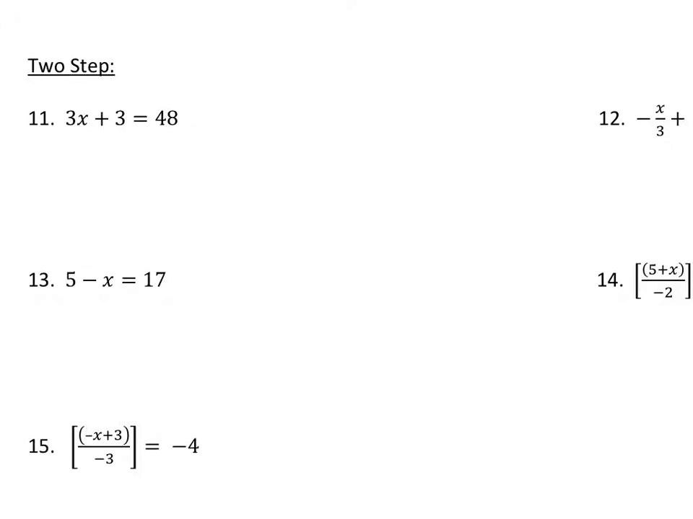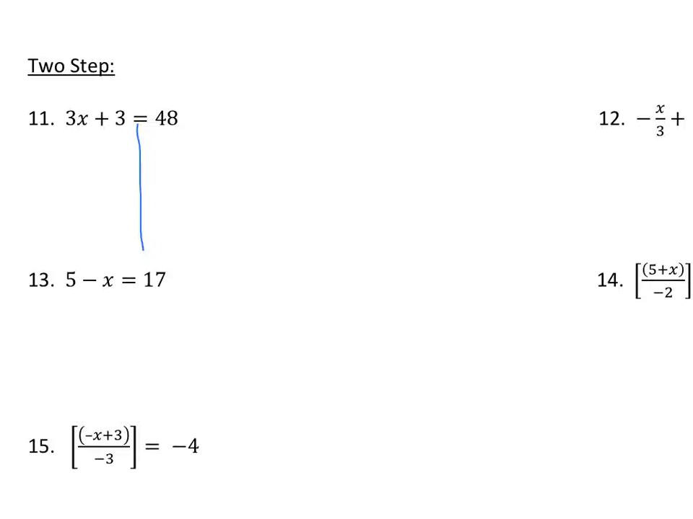All right, in this video we're going to go over number 11, 12, and 14, and all three of these are two-step equations. And you're going to see for 11 and 12, when we get the x by itself, we're going to reverse the steps of PEMDAS. Now, what do I mean by that?